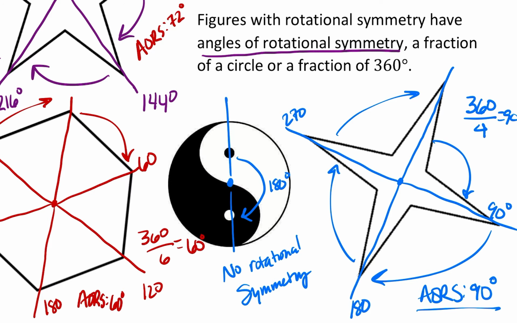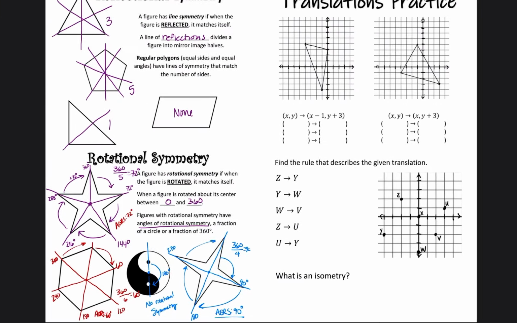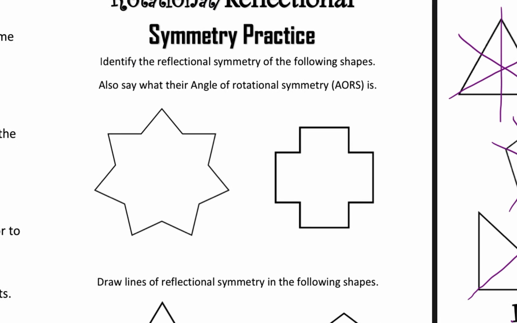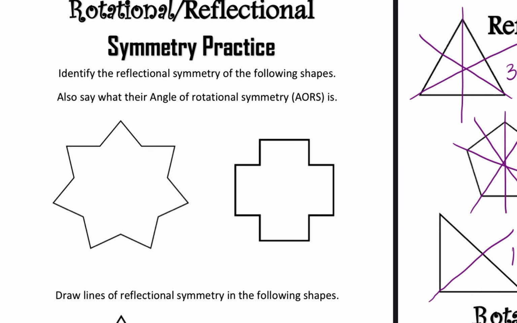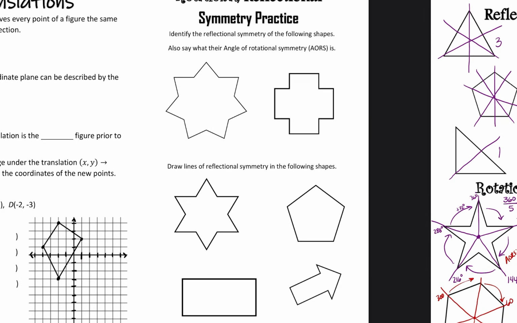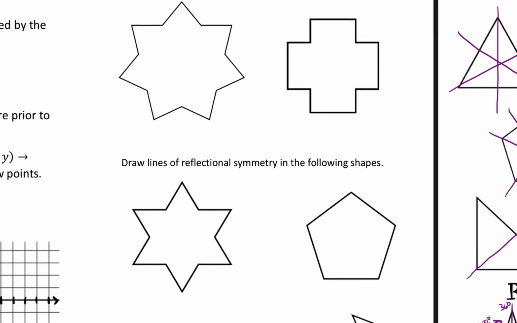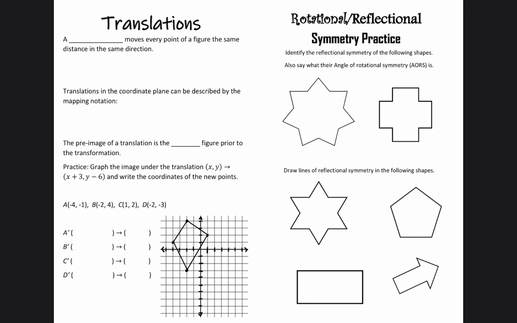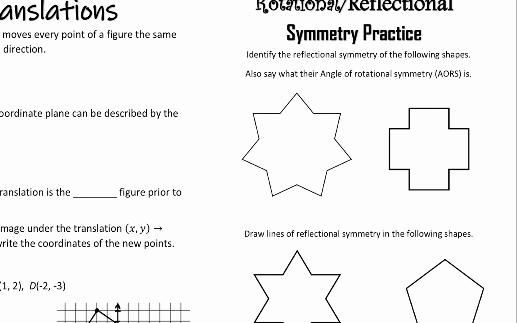Once you are done with that, I do want you to practice both reflectional and rotational. If you look at the other side of your sheet, you'll notice that you have both rotational and reflectional symmetry, so go ahead and practice that. You have some similar problems right here, and once you are done with that, come back and click on the video and I'll show you the answers.